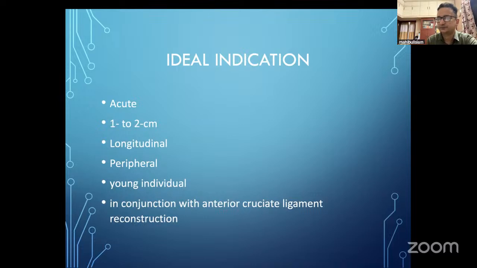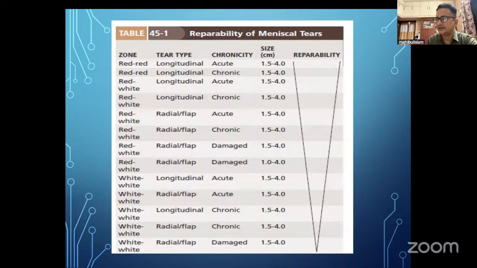These factors promote optimal healing due to good vascularity, biological support from ACL surgery, and favorable tissue quality in young patients. This table summarizes the meniscal tear repairability based on its zone, tear type, chronicity, and size. Longitudinal tears in the red zone and red-white zone, especially if acute, and if the size is around 1.5 to 4 centimeters, have the best repair potential. Radial tears, flap tears, and those in the white-white zone, particularly if chronic or damaged, have reduced repairability.